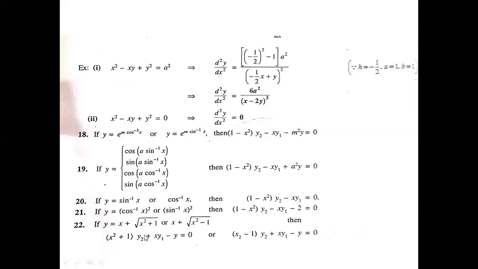22. If y is equal to x plus root of x square plus 1, or x plus root of x square minus 1, then x square plus 1 into y2 plus xy1 minus y is equal to 0, or x square minus 1 into y2 plus xy1 minus y is equal to 0.